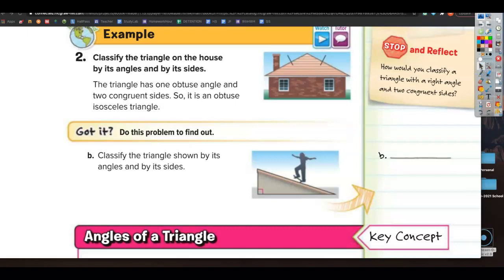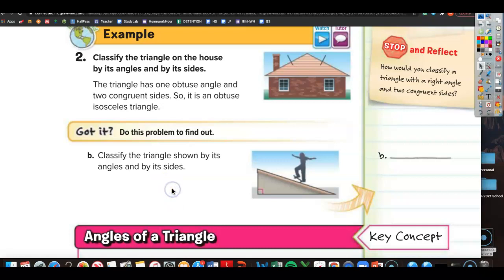If I was to classify this by its angle, what is its angle, Jada? Right. Good. I have one right angle, therefore it is a right triangle. And then how would you classify it by its side, Damien? Are there 2 congruent sides? Do they have tick marks? You cannot assume that a triangle's sides are the same unless they have the tick marks.